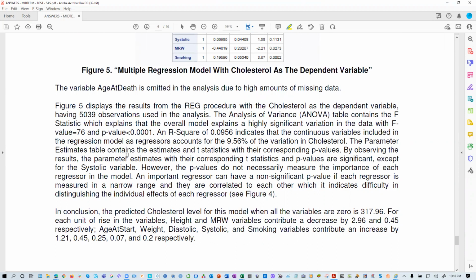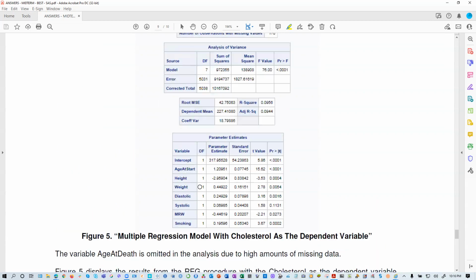The parameter estimate table contains the estimate and t-statistics with their corresponding p-values. By observing the result, the parameter estimates with their corresponding t-statistics and p-values are significant except for the systolic variable. However, the p-values do not necessarily measure the importance of each regressor variable. An important regressor can have a non-significant p-value if each regressor is measured in a narrow range and they are correlated to each other, which indicates difficulty in distinguishing individuals. Because it's high, the systolic one is highly correlated with this one.